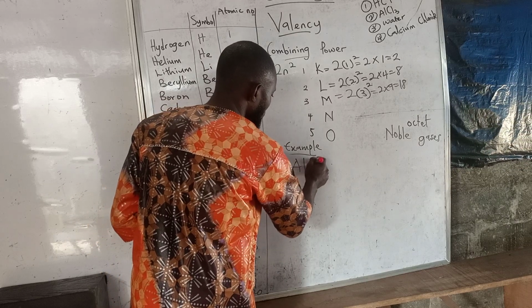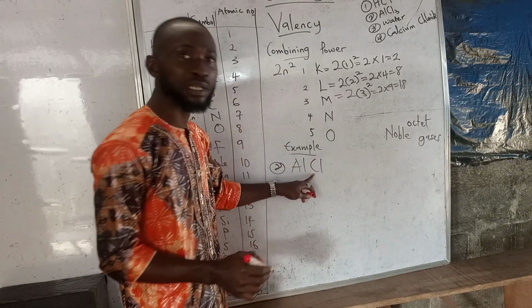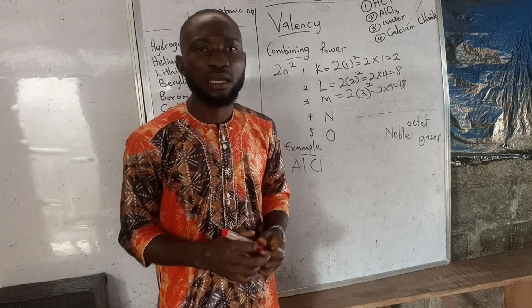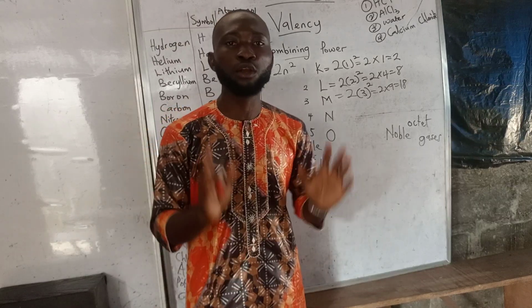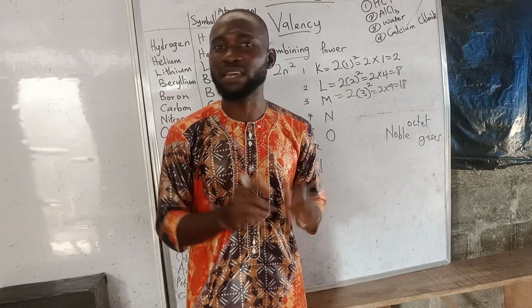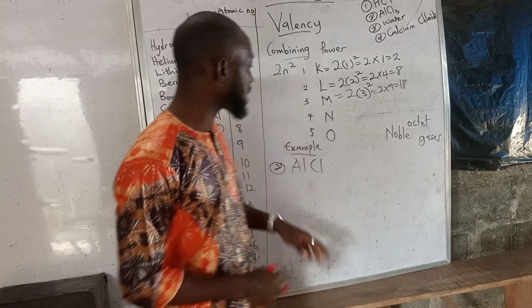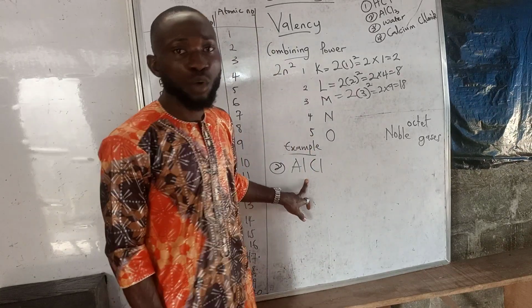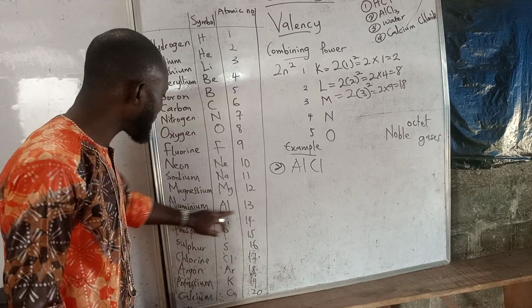Aluminium chloride. That's aluminium and chlorine. If you want to combine aluminium and chlorine together, don't forget the steps that you are supposed to take first. You need to first look at the first element, which is aluminium here. What position is it in? It is in the 13th position.